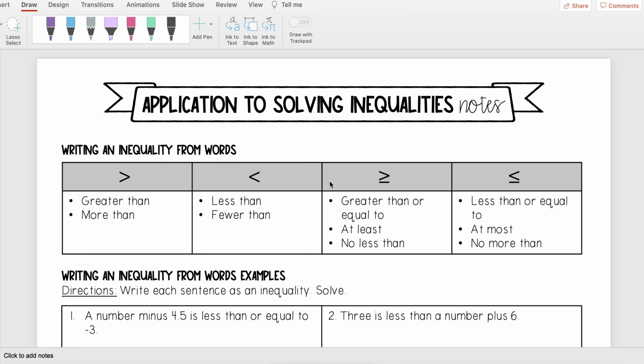Hello everyone! Today we're going to be talking about application to solving inequalities. In this first video, we're going to be looking at writing an inequality from words.